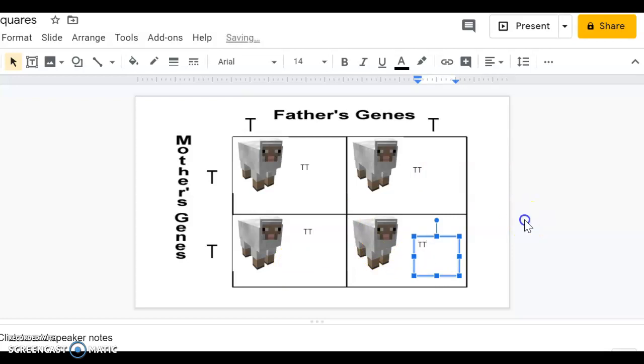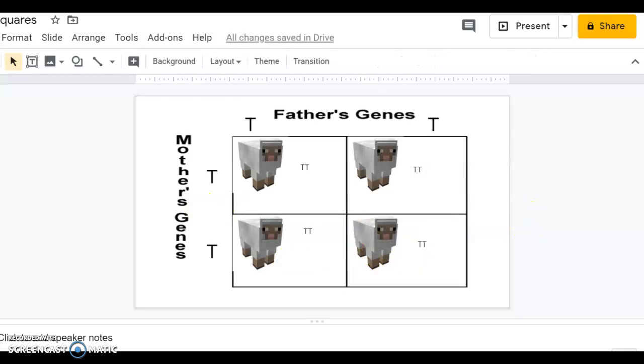Important thing I want to talk about: each time we do a Punnett square, it's for one child. So this Minecraft sheep child has a chance of being white 75% of the time. 1, 2, 3, 75%. And orange 25% of the time, because there's only one.